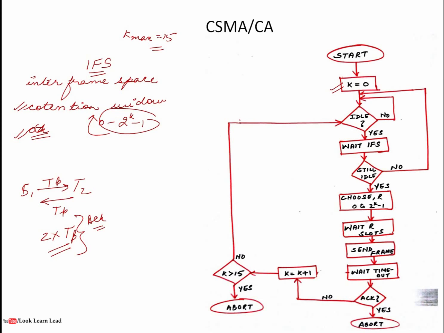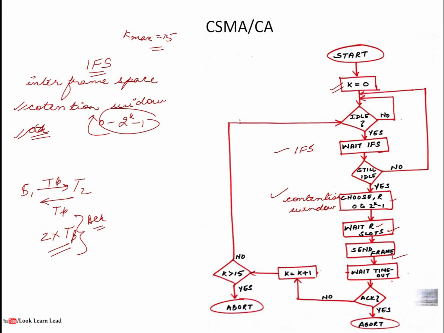First we would see the perfect condition. K is equal to 0. Is the channel idle? Yes. If the channel is idle, I would wait for interframe space. Then I'll again check the channel. It is still idle. Then I will wait for a random amount of time. This is called contention window. Here we are using interframe space, and we would choose and wait for R slots, and then I would send the frame.